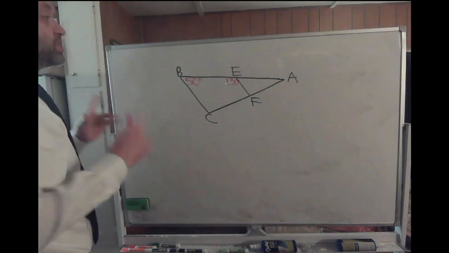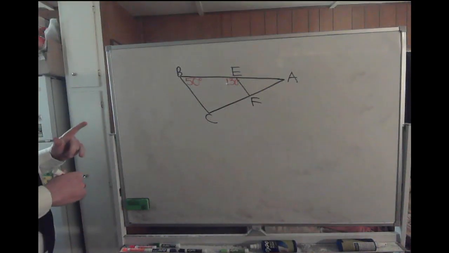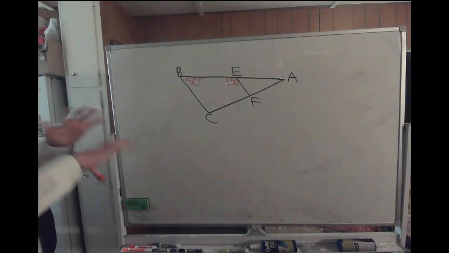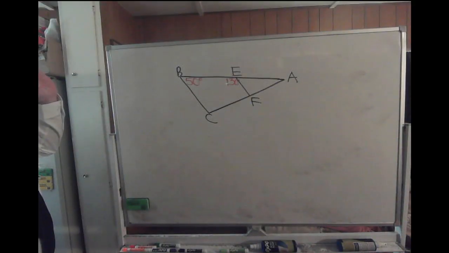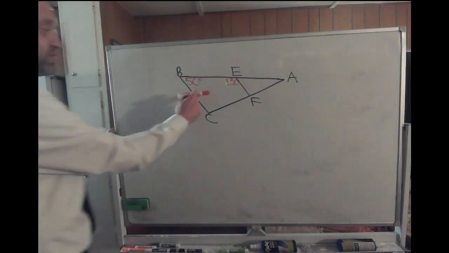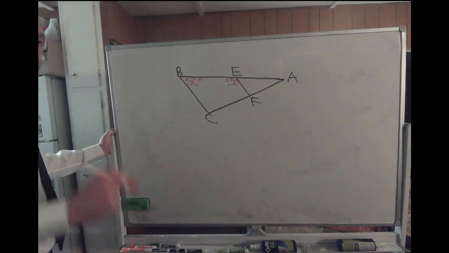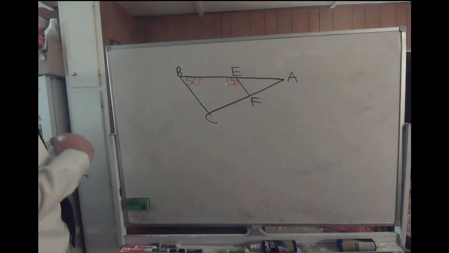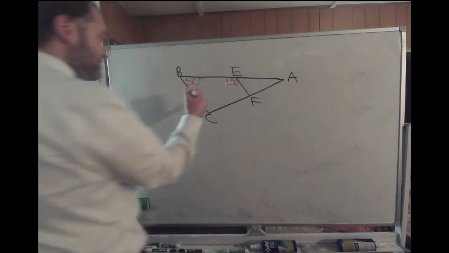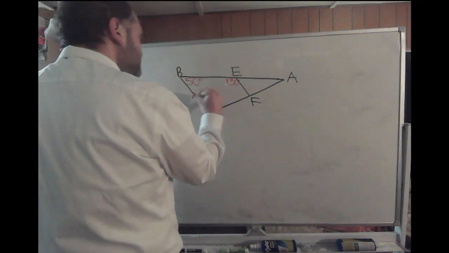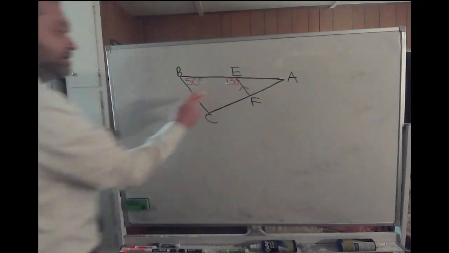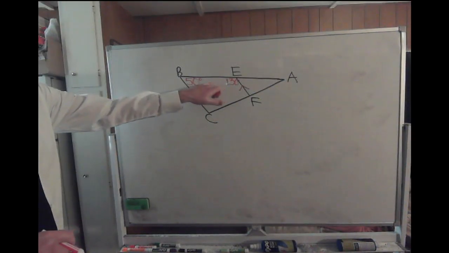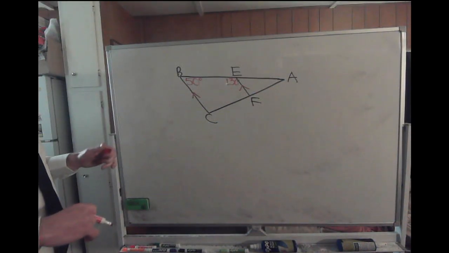Well, let's start with something. We're only given angles, right? That's all they give us. Well, if we have two lines that are cut by a transversal and same side interior angles are supplementary, what does that mean? That means the two lines are parallel. So BC would run parallel to EF. We can now prove they're parallel since the same side interior angles are supplementary.